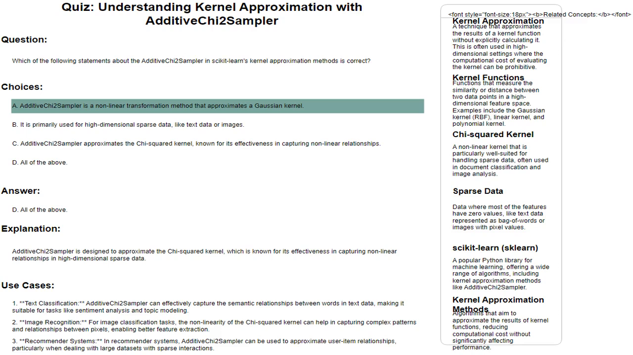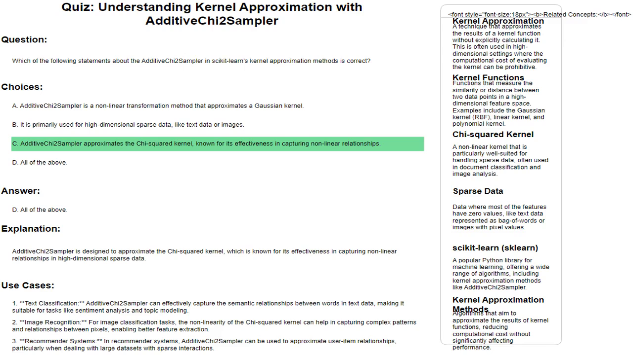A. Additive Chi2 sampler is a nonlinear transformation method that approximates a Gaussian kernel. Incorrect. Additive Chi2 sampler approximates the chi-squared kernel, not the Gaussian kernel. Additive Chi2 sampler approximates the chi-squared kernel, known for its effectiveness in capturing nonlinear relationships.